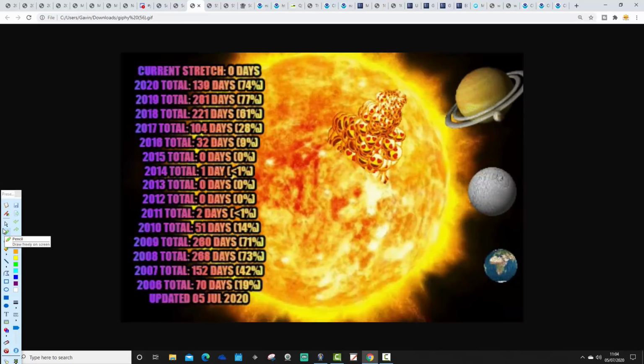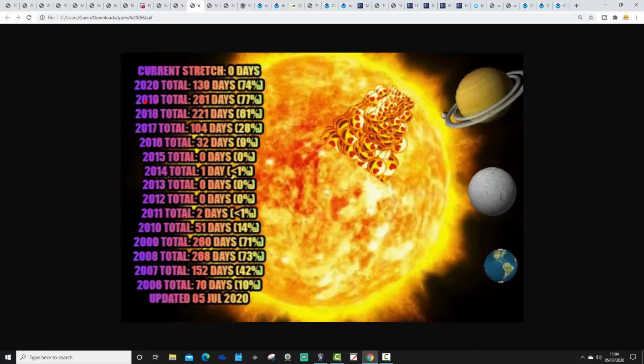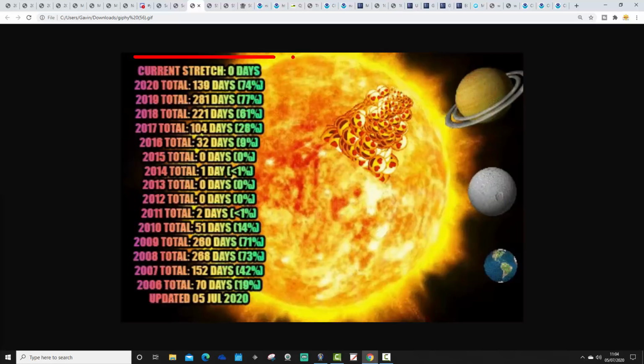This is showing the current stretch of spotlessness, which is actually 0 days, because we had a sunspot yesterday. So for 2020 overall, though, we've had 139 days without any sunspots. That's 74% of the year.